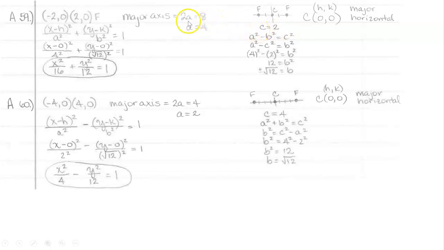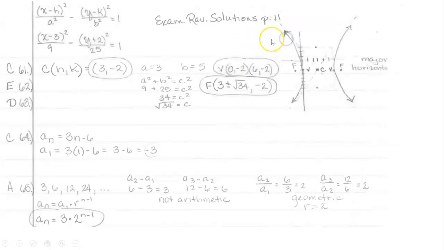The second thing they tell me is that the major axis is equal to 8. So on our formula sheet, the length of the major axis is 2a. So if 2a is equal to 8, then a is equal to 4. And once I know a and c, then I can use that equation to help me find b. So a squared minus b squared is equal to c squared. Let's solve that for b.